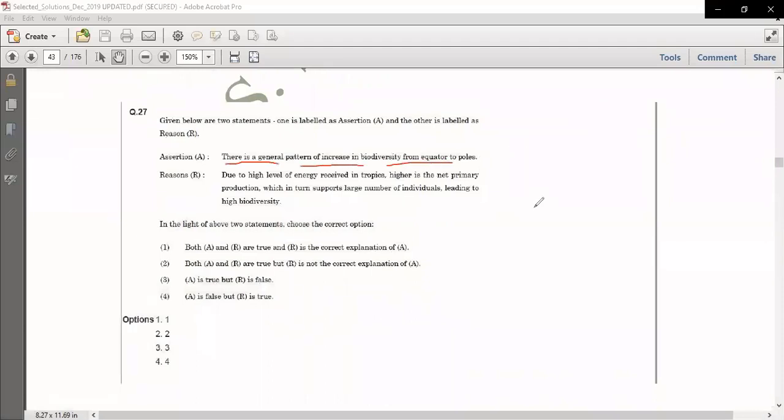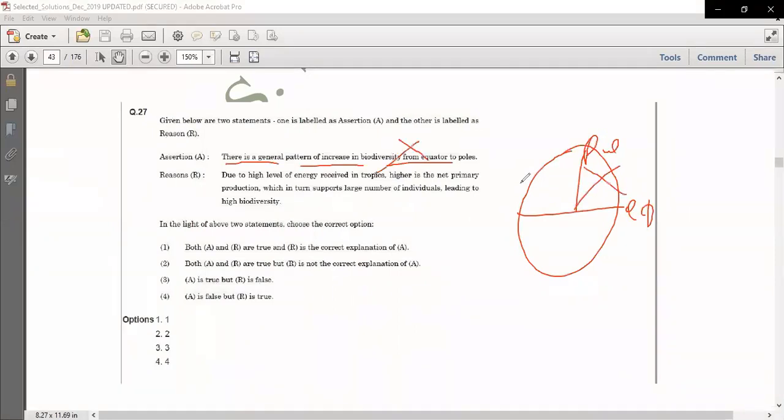So as you can see, no need to remember the percentage. If you see, it says that there is a general pattern of increase in biodensity from equator to pole. So this is an absolutely wrong statement. From equator to pole, it decreases rather than increases. So this is a wrong statement. This is absolutely wrong, right?